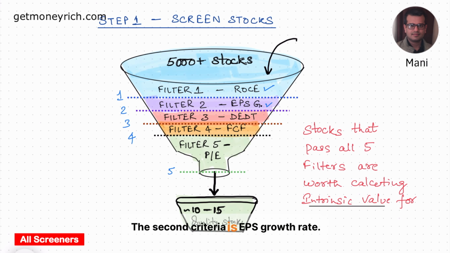The second criteria is EPS growth rate. The third criteria is the debt level of the company. The fourth criteria is the free cash flow, and the fifth criteria is the price to earning ratio. Note the order in which these filters are applied.